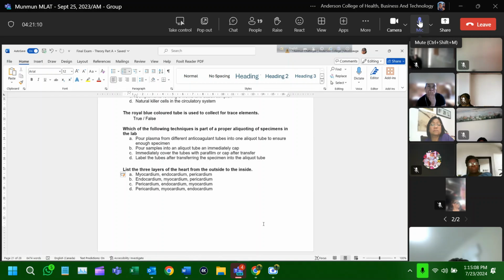Okay, so list 3 layers of the heart from outside to inside. Letter D. Last one. D. Pericardium, myocardium, and endocardium. Okay. So far, I became able to do this. I'll send you whatever I can. If it's helpful for you, you all answered the question, so I think it looks like you guys know the answers.